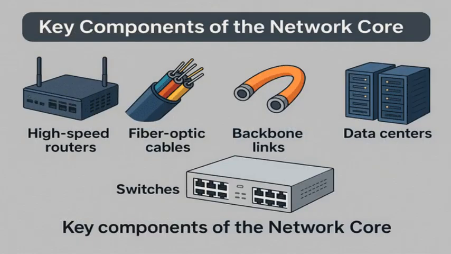The main components of the network core include high-performance routers, switches, and ultra-fast fiber optic links. These elements work together to route data quickly across long distances without delay.